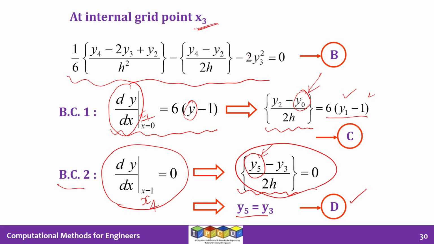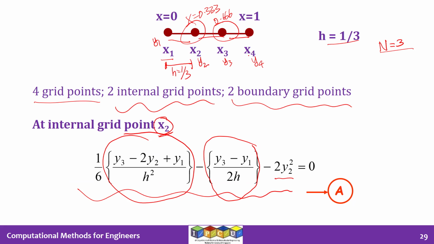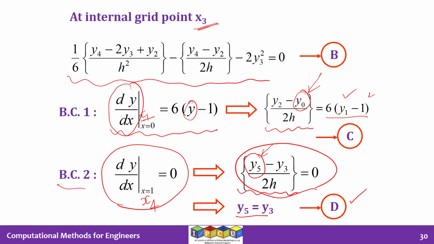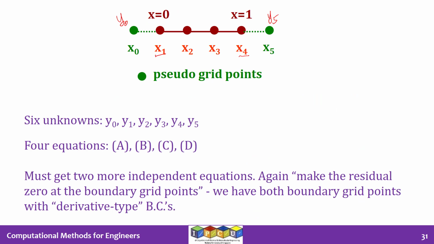So if you look at the equations A, B, C, and D, we have 6 symbols, as you can see: y0, y1, y2, y3, y4, and y5. So we have 6 symbols, and we have assembled 4 equations, equations A, B, C, and D. So we are short of 2 equations. And we know we can generate those 2 equations by invoking the ODE at the boundary grid points as well. So the technical term for this is to make the residual 0 at the boundary grid points.